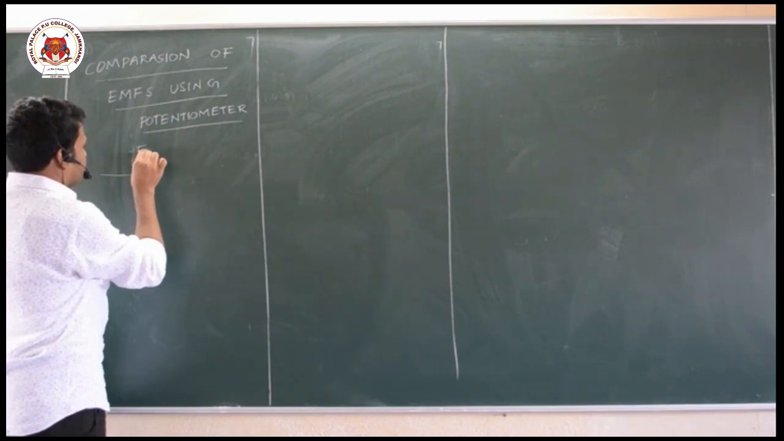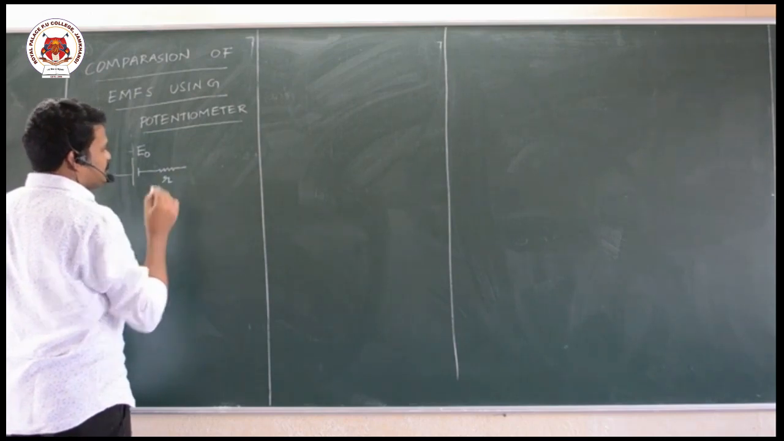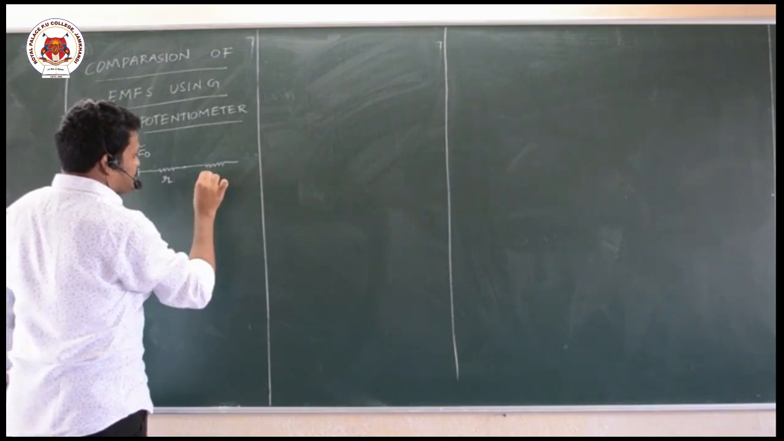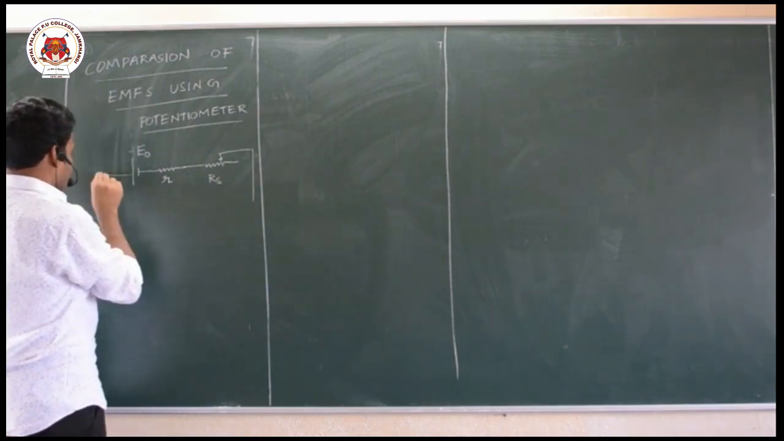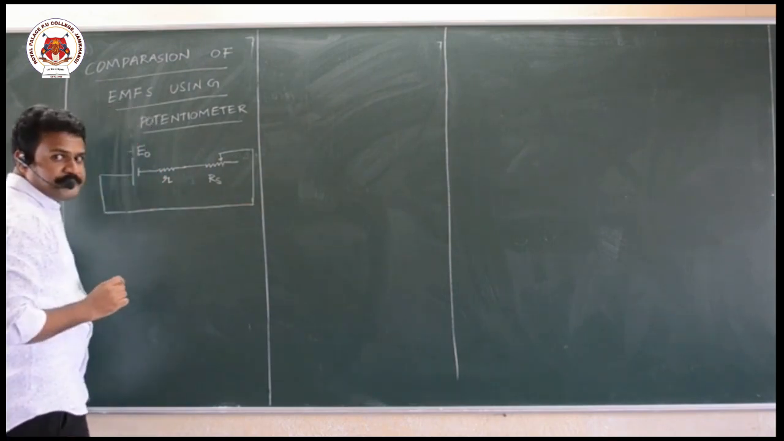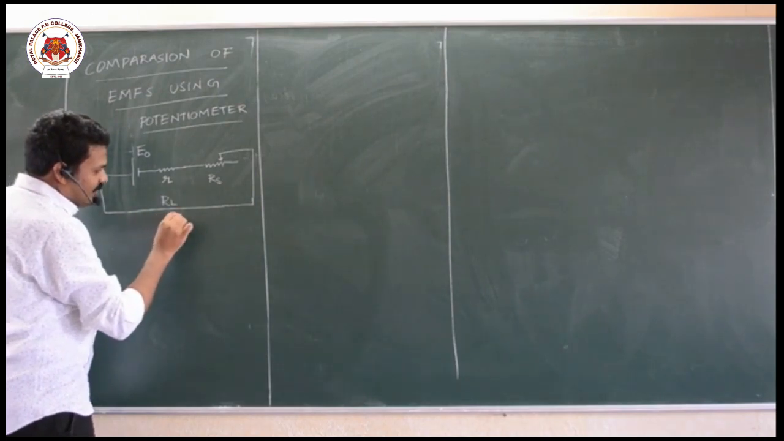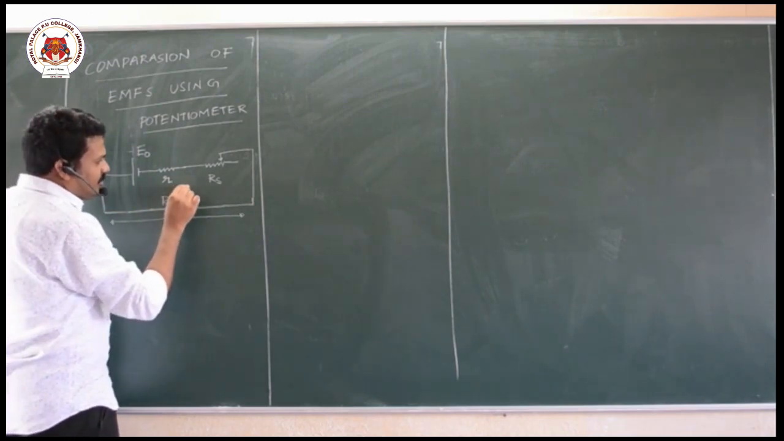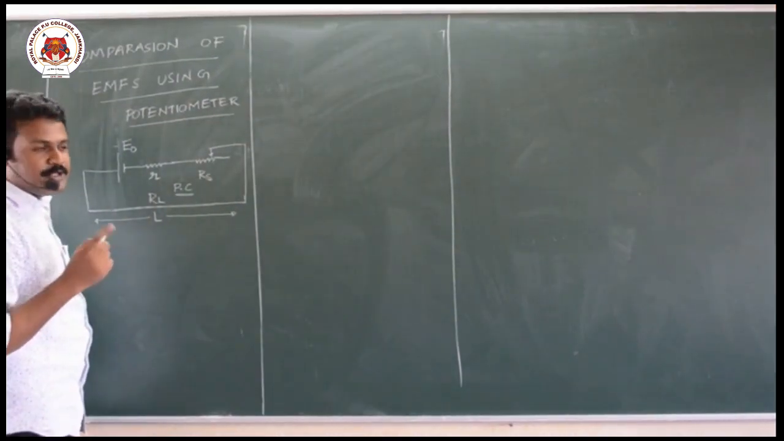First you take a primary cell of EMF E0. Let us consider this primary cell has a small internal resistance, small r. To this you connect a series resistor RS, which can be variable, which is called a rheostat. This is connected to a wire whose resistance is RL and whose length is capital L. You already know this, and in the last lecture we called it the primary circuit of the potentiometer.